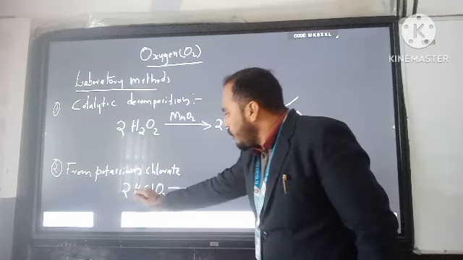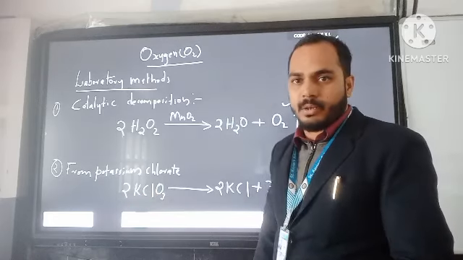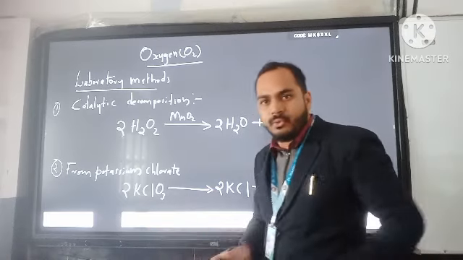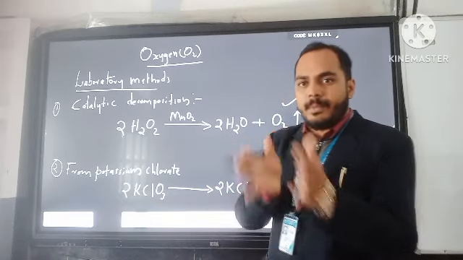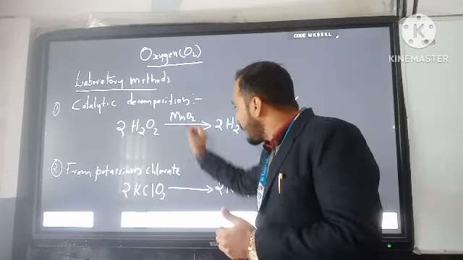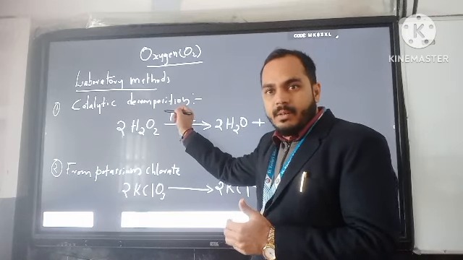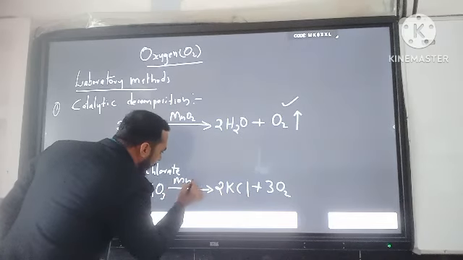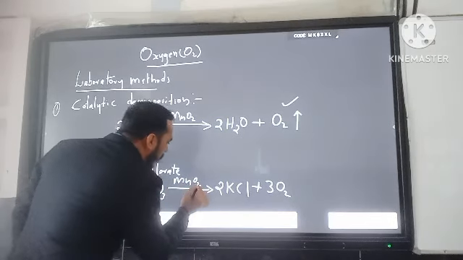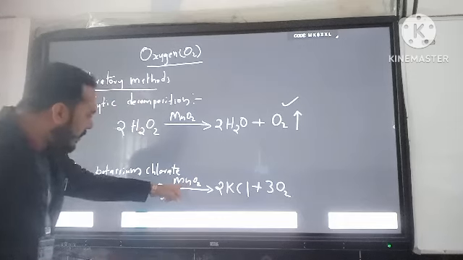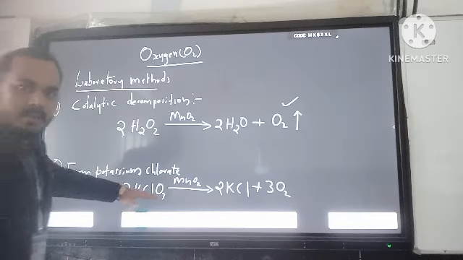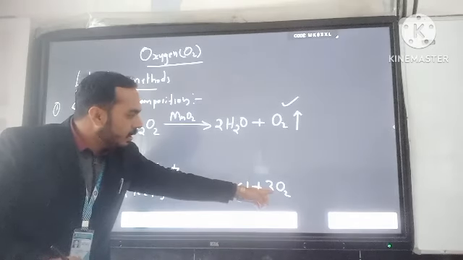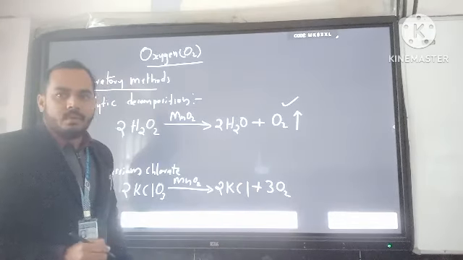So here, the two molecules of potassium chloride want to split in the chemical reaction. We need one of the most important catalysts. The catalyst name is manganese dioxide, MnO2. With the help of the manganese dioxide, the potassium chloride is splitting into potassium chloride and three molecules of oxygen.